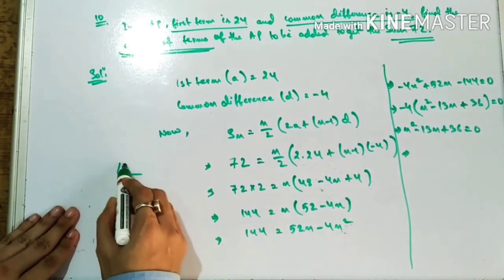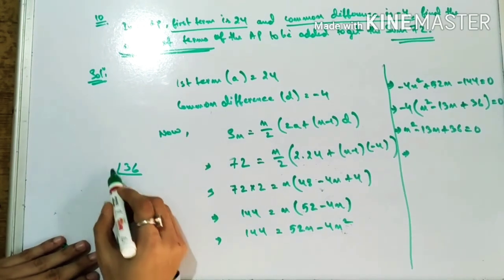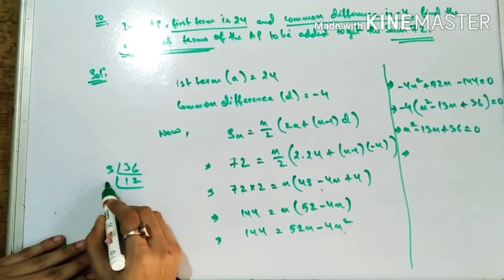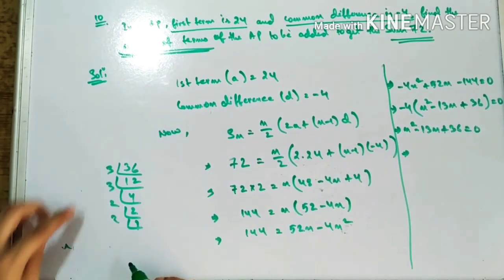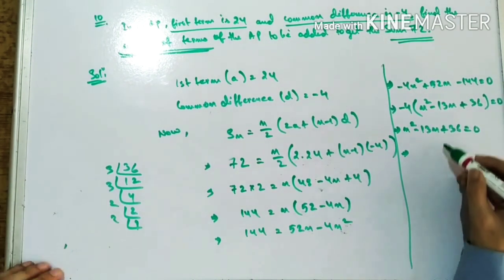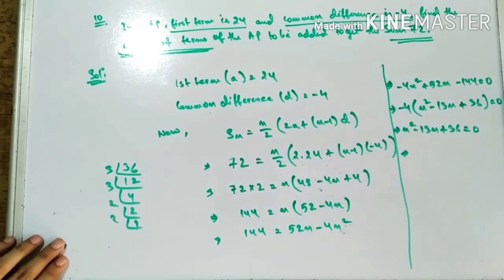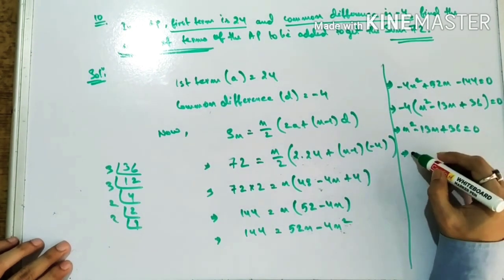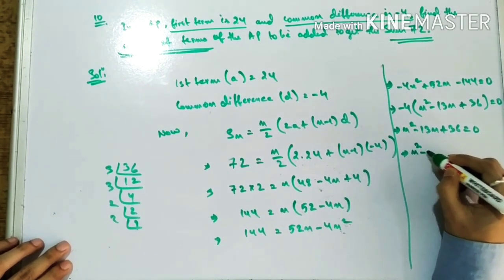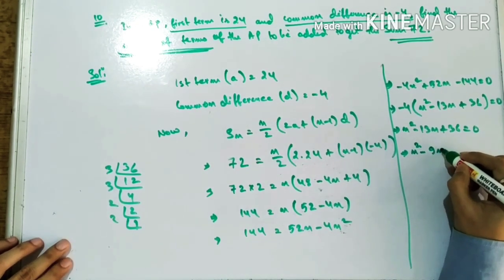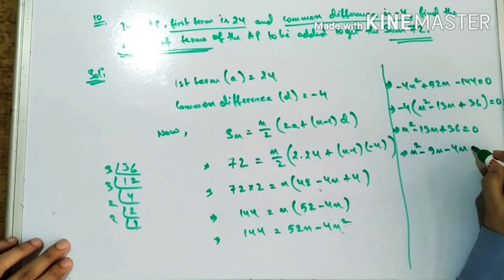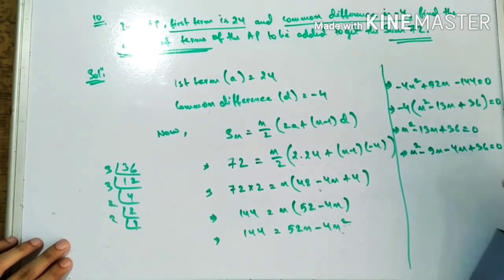So 36 factorization if I take out, I will get 3 1s are 3, 3 2s are 6, 3 4s are 12, 2 2s are 4, 1s are 1. So 3 3s are 9, 9 plus 4 I will get 13. So I can write this as n square minus 9n minus 4n plus 36 is equals to 0.